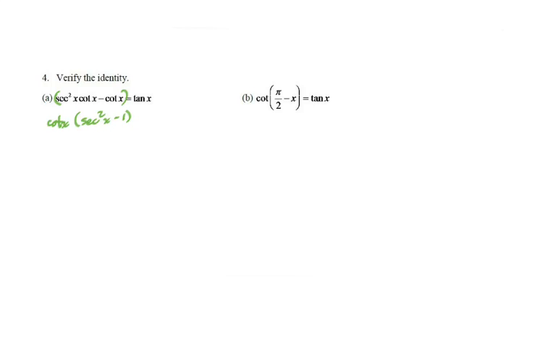Does anything pop out to your head when you see secant squared minus 1? Yeah, it's one of those Pythagorean identities. Now, let's say you can't remember them, but you can remember the first one. The first one is sine squared alpha plus cosine squared alpha equals 1. You can use any variable there, I'm just using alpha.